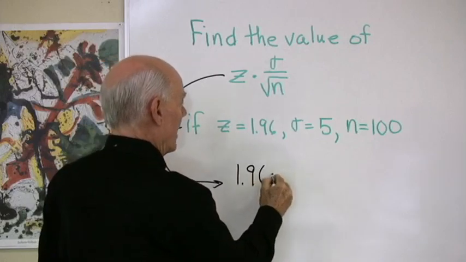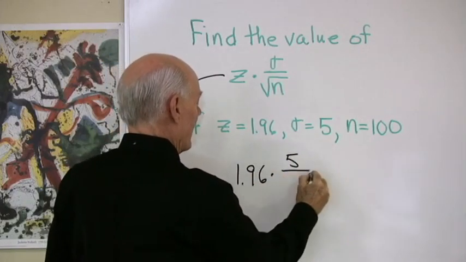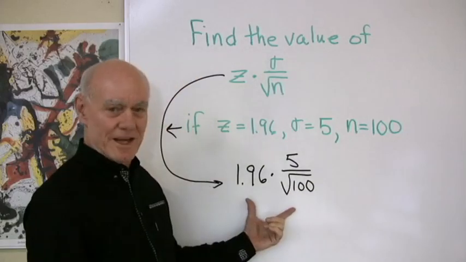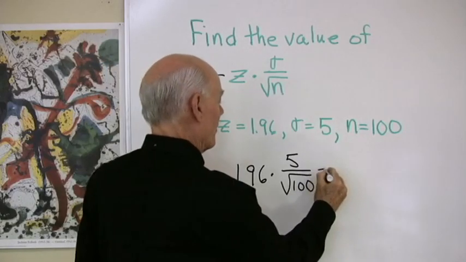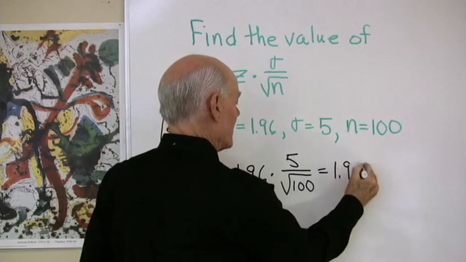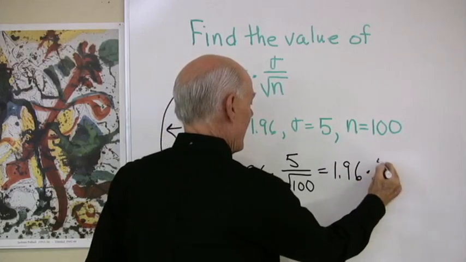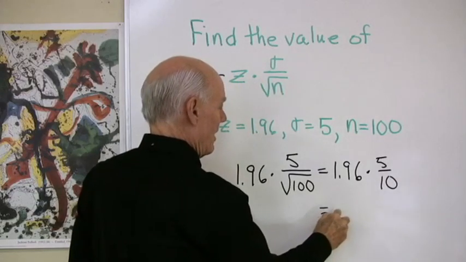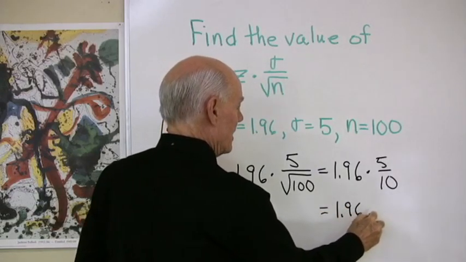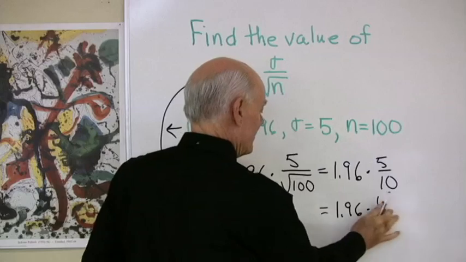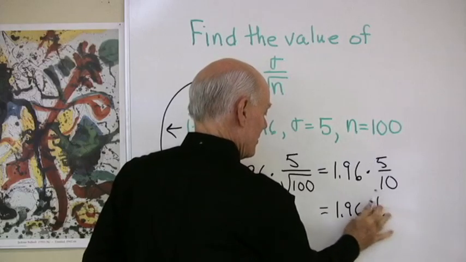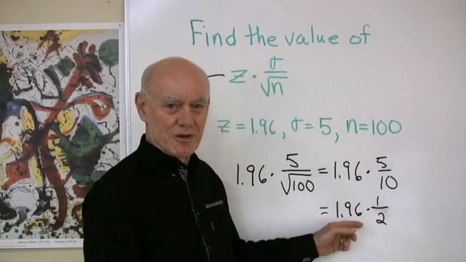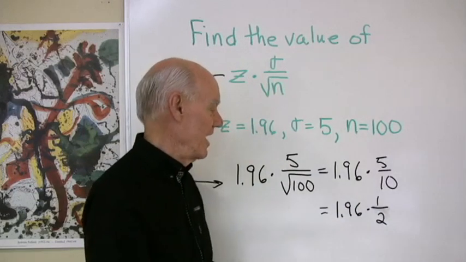1.96 times 5 divided by the square root of 100. Okay, and that's going to be very easy to simplify. So 1.96 times 5 divided by 10, or 1.96 times 1/2. So times 1/2, which means I just divide this by 2. So this times 1/2, that's going to give you the answer.